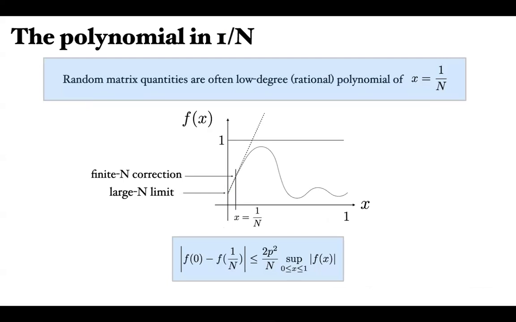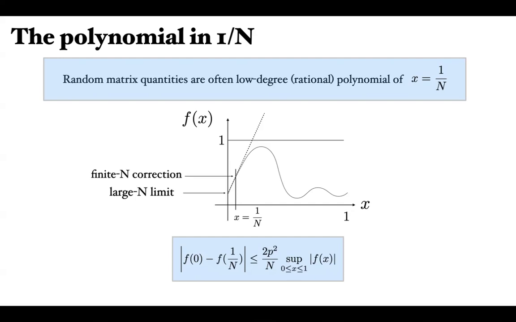Right. So here, the key insight for random matrices is that random matrix quantities are often low degree in the variable 1/n, where n is the dimension. What you do is, on the horizontal axis, you plot all these 1/n points, and you realize that when n gets bigger and bigger, it gets very, very close to the origin, 0, where it really just corresponds to f of 0, which is the n equals infinity limit.